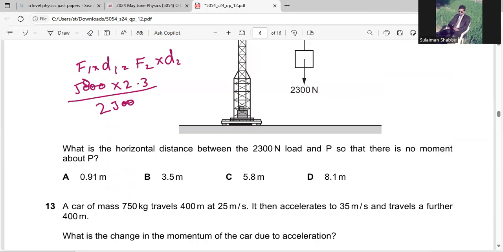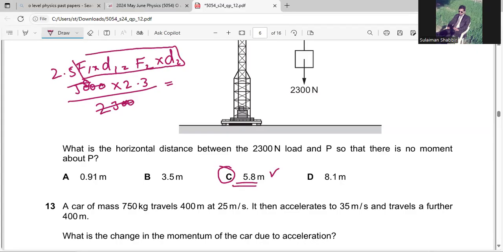23 times 2 is 46, and so on. 2.5 multiplied by 2.3 gives approximately 5.8, so it is going towards option C. So 5.8 meters, according to the principle of moments which I have applied for this question.